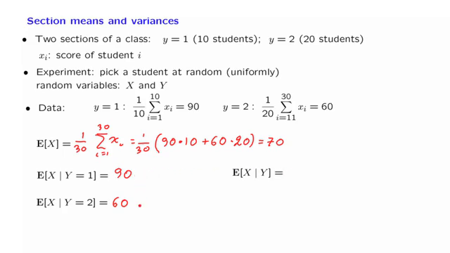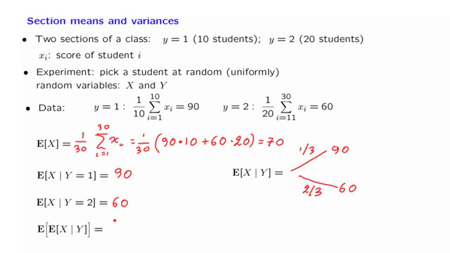With this information available, now we can describe the abstract conditional expectation, which is a random variable. This random variable takes the value of 90 if a student from the first section was picked, and the value of 60 if a student from the second section was picked. What is the probability of this event, that a student from the first section was picked? Given that the first section has 10 out of a total of 30 students, this probability is 1/3, and therefore this probability is 2/3.